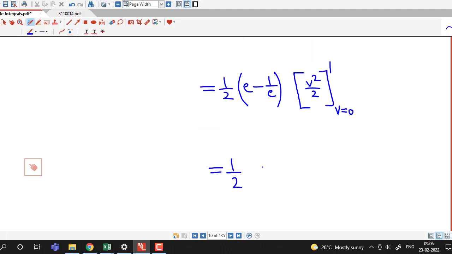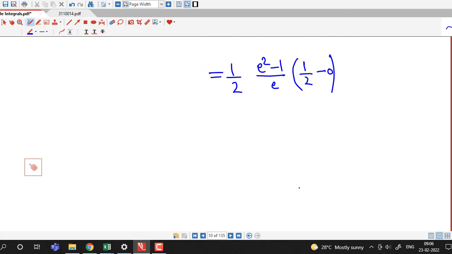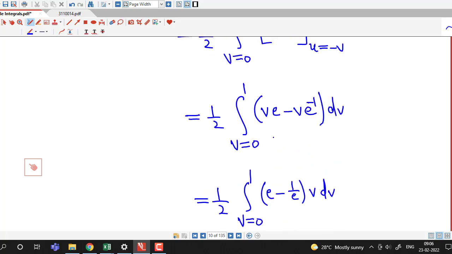So this again we can rewrite as e square minus 1 divided by e. If we take v equal to 1, we will have 1 by 2, and for v equal to 0, we obtain 0. So now we can see in the numerator we will have e square minus 1. Here we will have 1 by 2 into 1 by 2, that is 4, and this e. So value of given integral is e square minus 1 divided by 4e.